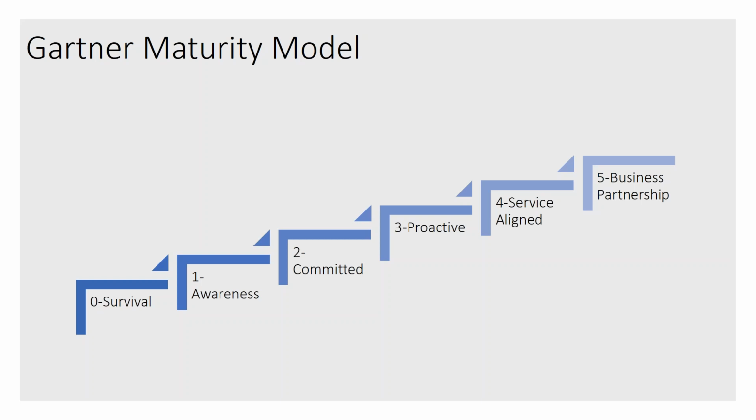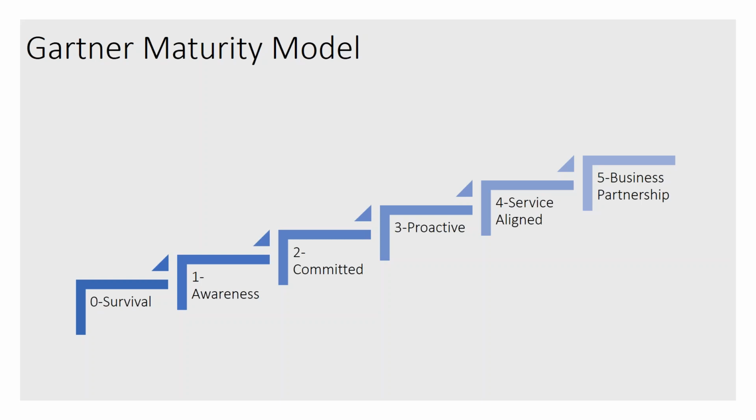And then finally, the top maturity level is business partnership, and that's where IT is seen as an equal stakeholder with the rest of the organization. And so the strategic planning of the organization involves IT at an integral level. The senior leadership of IT is considered to be also the senior leadership of the organization as a whole, and IT is an integral value add for the work that the organization is doing.